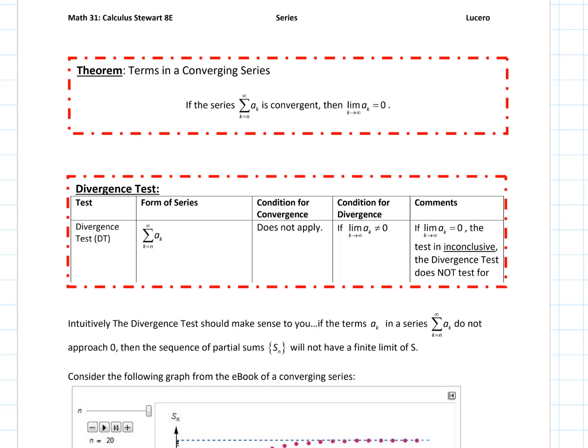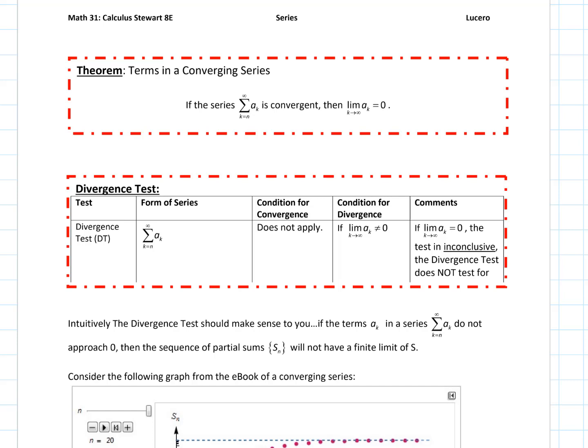One last piece on our intro to series section here, 11.2. So 11.2, our intro to series, we are looking at these infinite sums, these series, and trying to determine if they converge or diverge. And there's one theorem and a test that come at the end of this section.